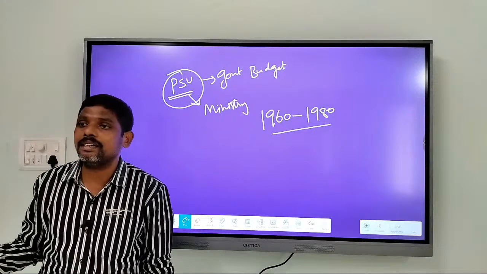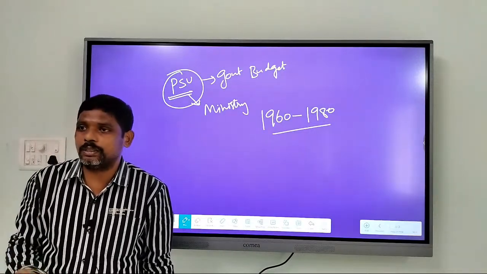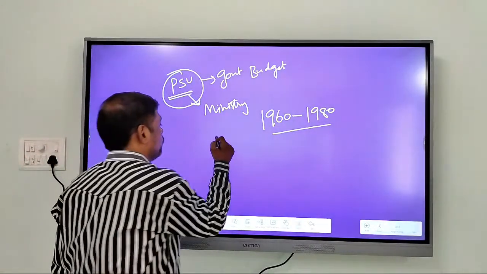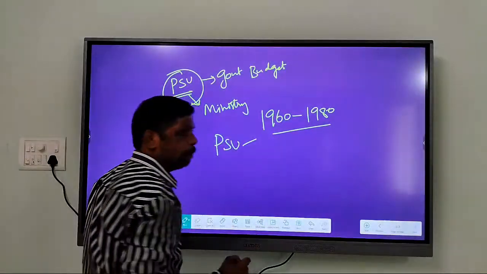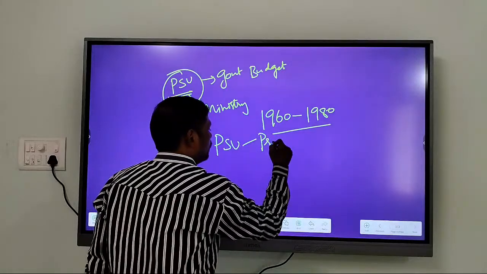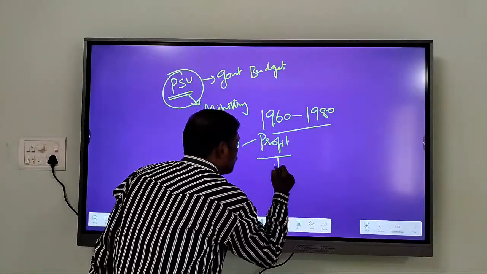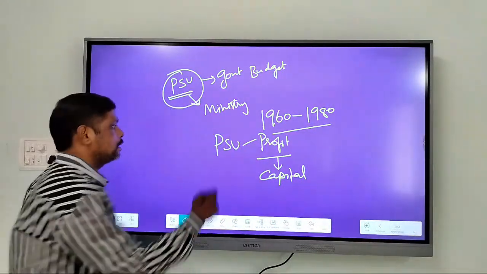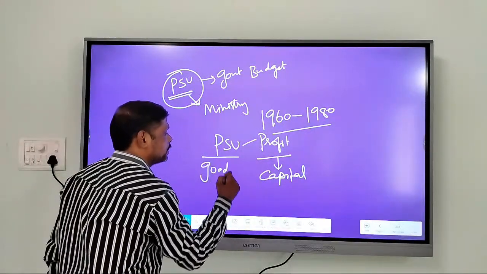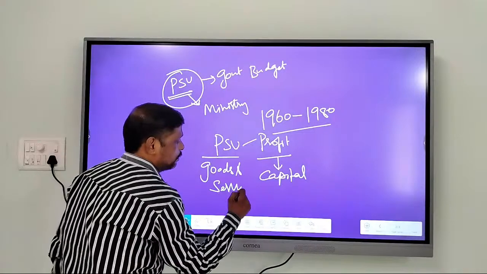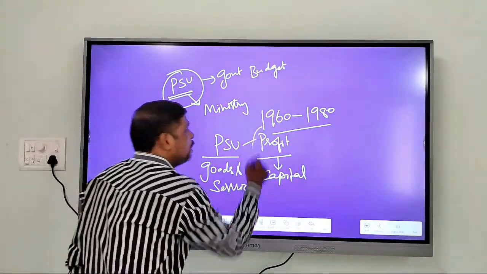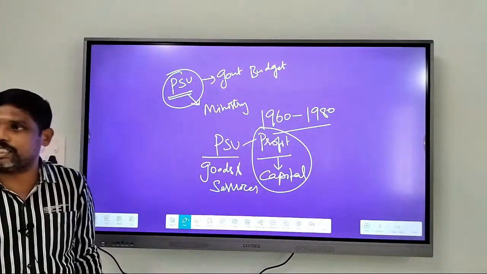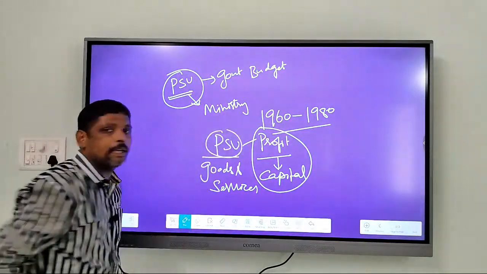But what happened? What was the result of these PSUs? What was the purpose of PSUs? The purpose of public sector units is to generate profits, where these profits are to be used as capital. So primarily they are meant to produce goods and services, and thereby make profits, so that these profits can be used for next capital requirements. This was the basic goal of PSUs.